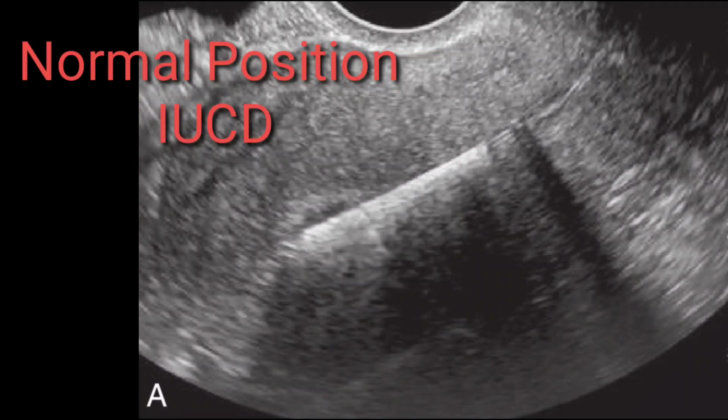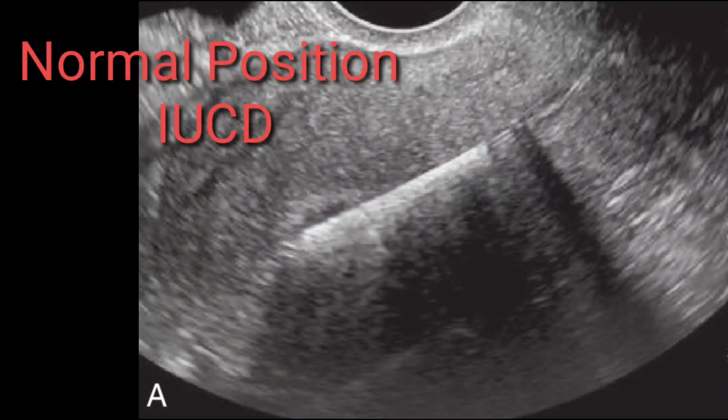This is copper T. If you do a transabdominal scan, this copper T IUCD can easily be picked up. And if you do a transverse slice, you can appreciate its upper bilateral arms as well. Normally it should be in the upper part of the uterus. Both arms should be in the upper cornual part of the uterus. That is the normal position of the IUCD.